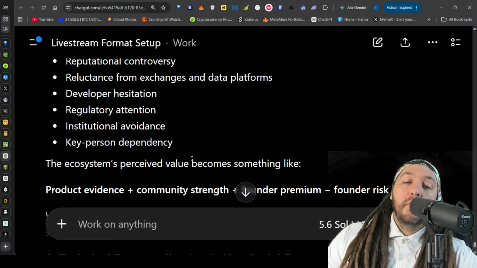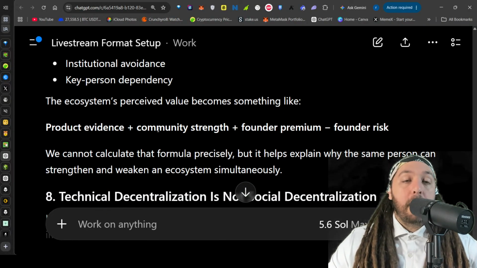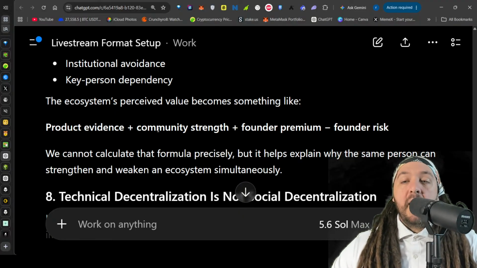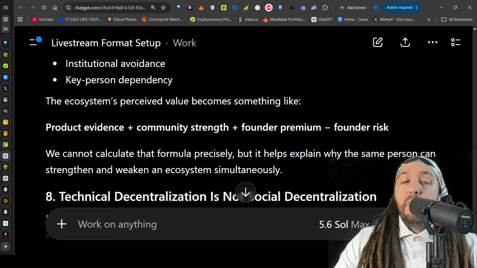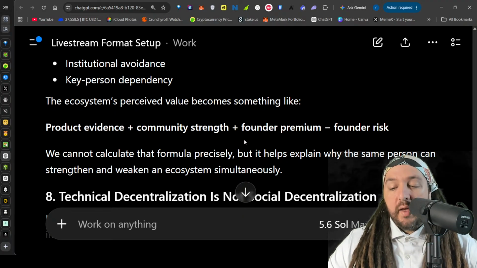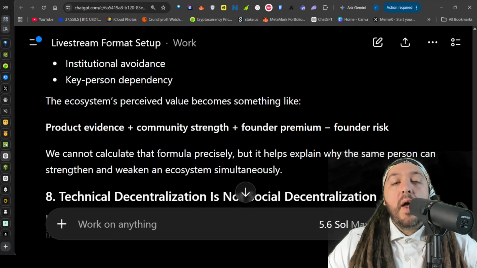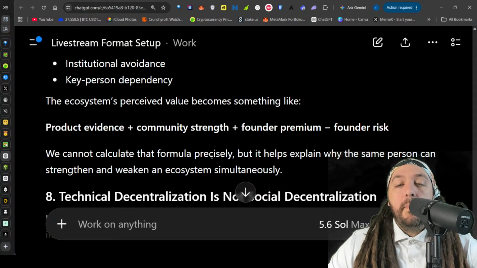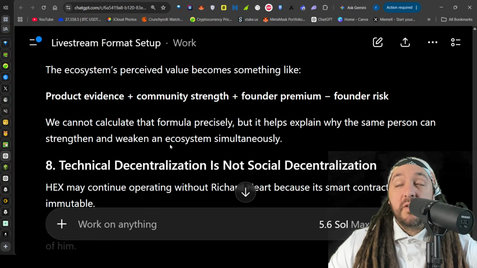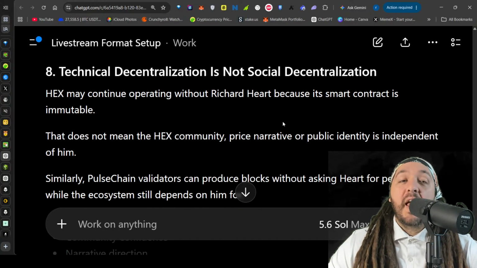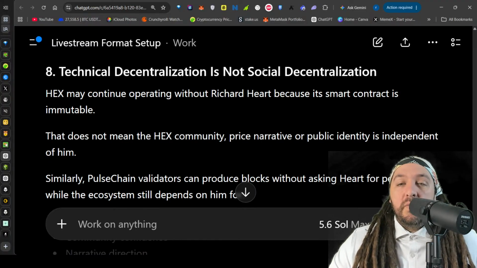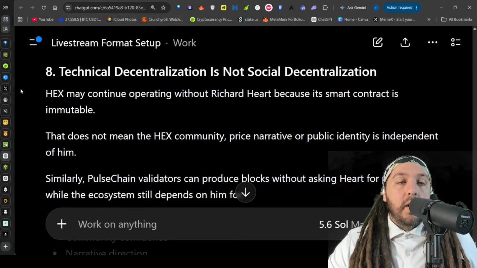The ecosystem perceived value becomes something like product evidence plus strong community plus founder premium minus the founder risk. You may follow that, you might not follow that. If you don't, well, it's okay. We're going to keep raising that crypto IQ. We cannot calculate what formula precisely, but it helps explain why the same person can strengthen and weaken an ecosystem at the exact same time, simultaneously. Technical decentralization is not social decentralization. They're not the same thing. And we're going to break this up a little bit.